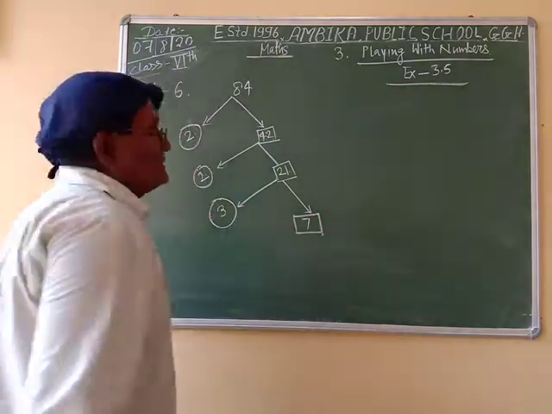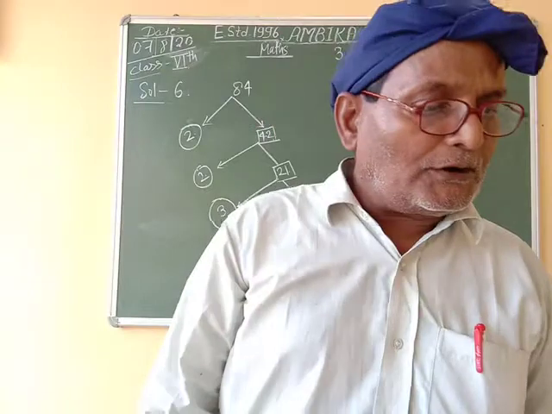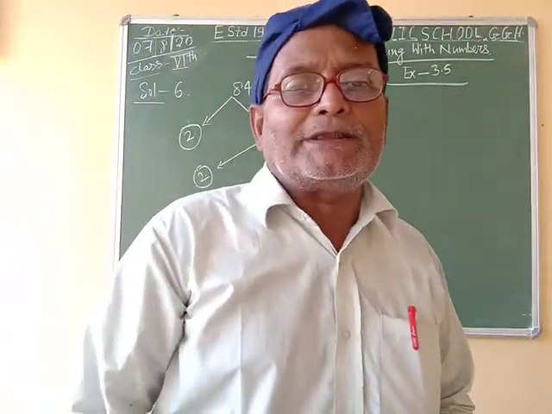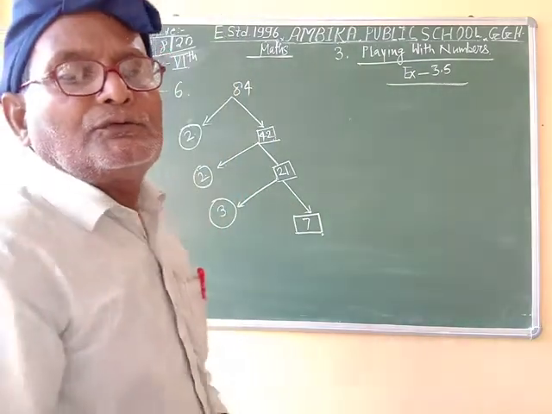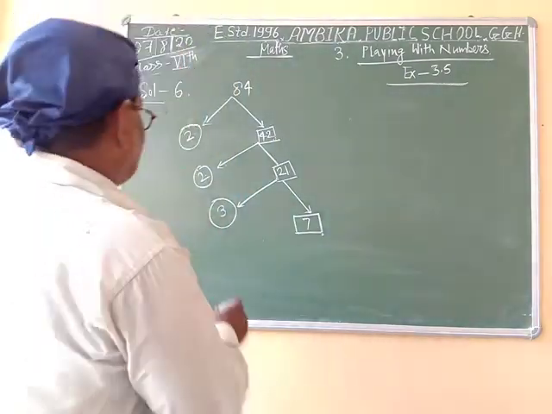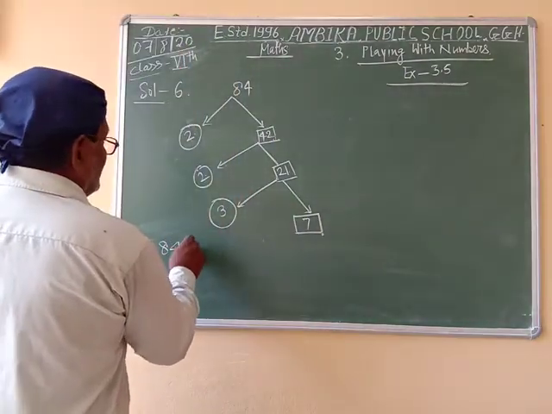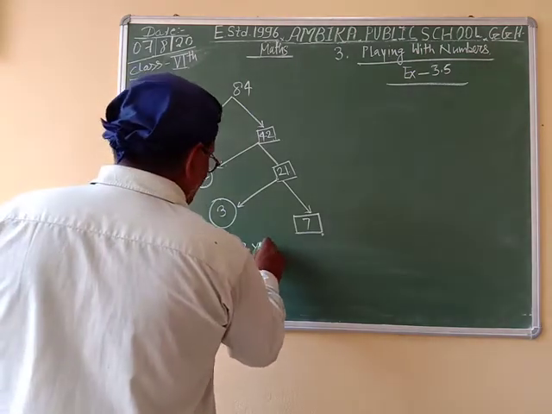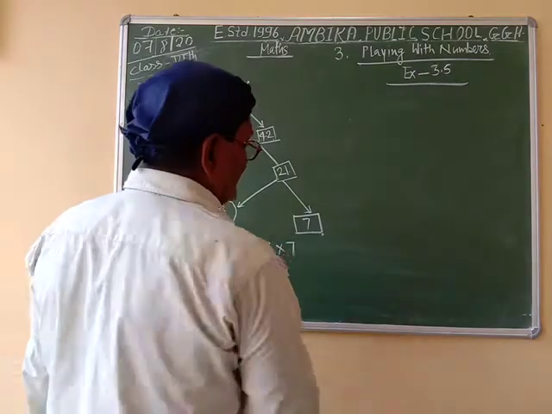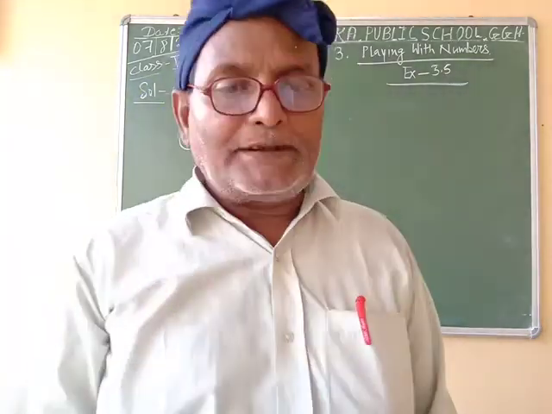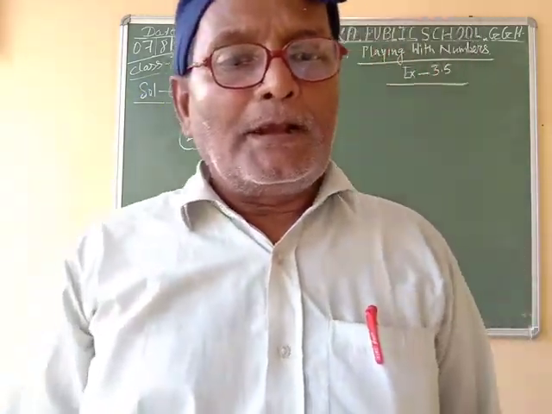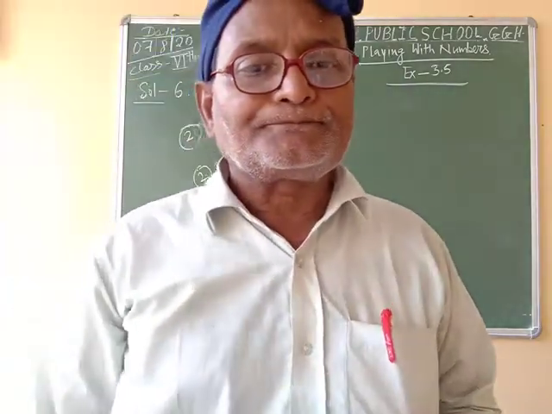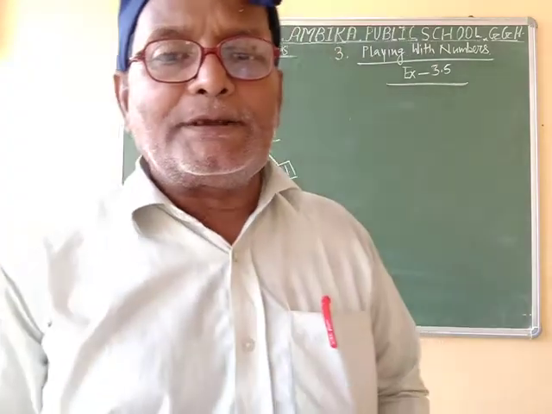So the prime factors of 84 are 2, 2, 3, 7. 84 is equal to 2 into 2 into 3 into 7. Complete factor tree: 84 is equal to 2 into 2 into 3 into 7. And in the next question, 90.